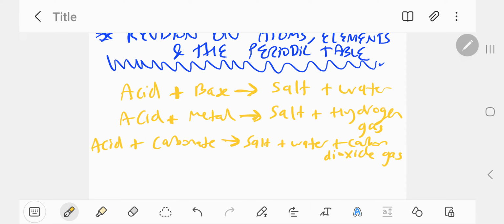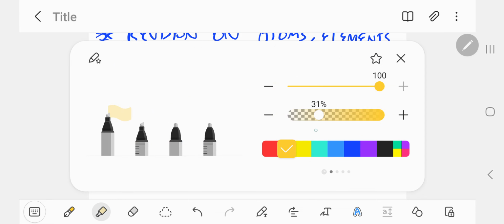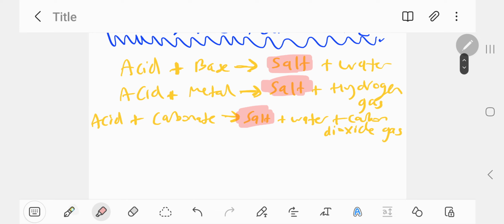If you mix an acid and a base, you'll get salt and water. Acid and metal, you get salt and gas. Acid and carbonate, salt, water, carbon dioxide. An easy trick with this is to just think of the fact that all of these have a salt in common. They all form salts at the end of the day.